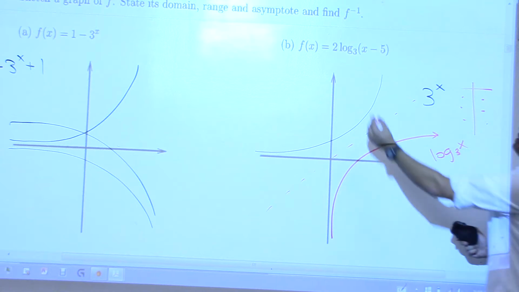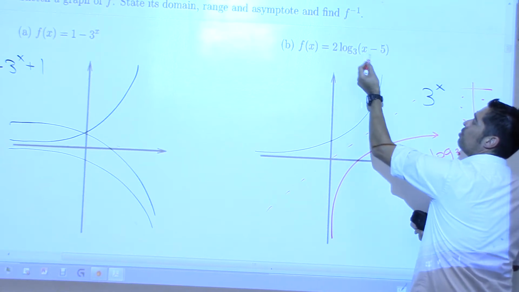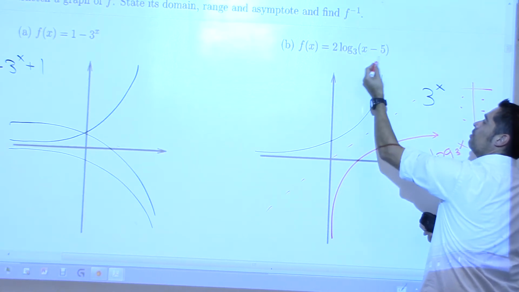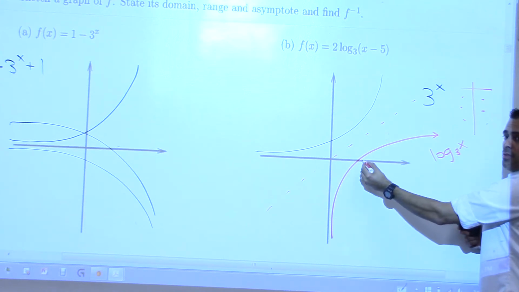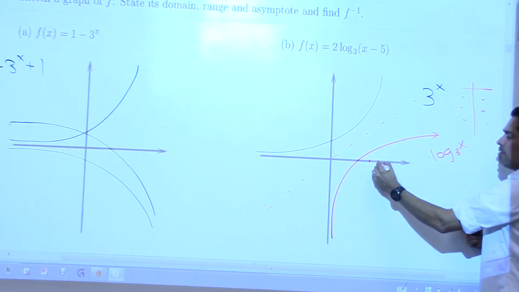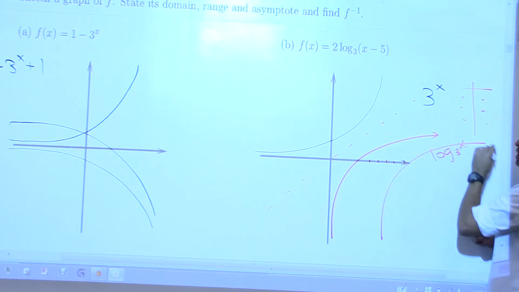Now, do the inside first. What does this do? Goes to the right 5. To the right 5, opposite of what you think, right? Because it's inside, so you go 1, 2, 3, 4, 5. You draw it again, like this.